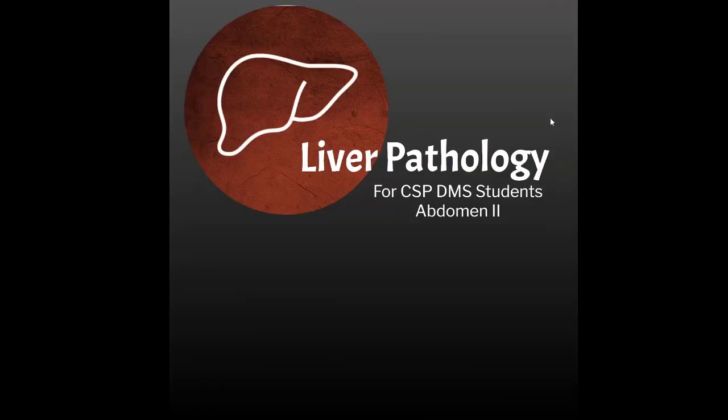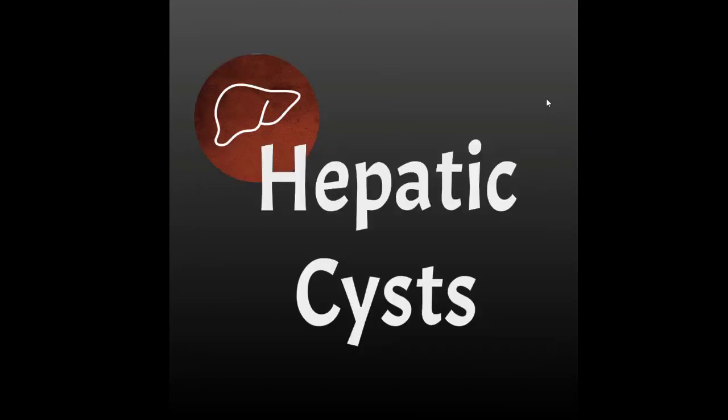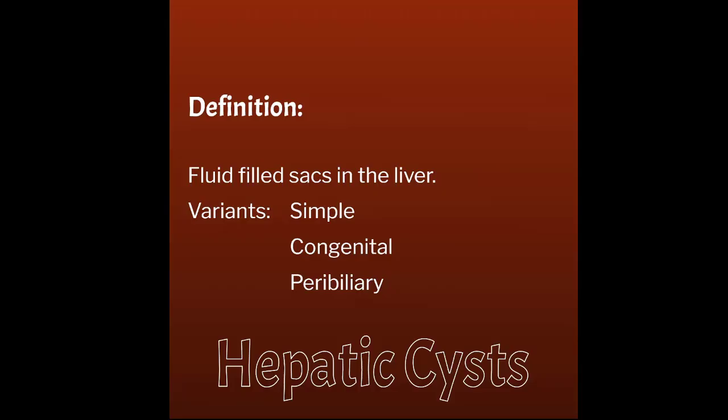Today is the third part in our 5-part series of liver pathology, focusing on focal benign disease. We're going to begin today then with hepatic cysts. So the hepatic cyst is a cyst like anywhere else that we find in the body. It's just a fluid-filled sac in the liver. We have variants of the hepatic cyst. We can have simple, congenital, or peribiliary cysts.